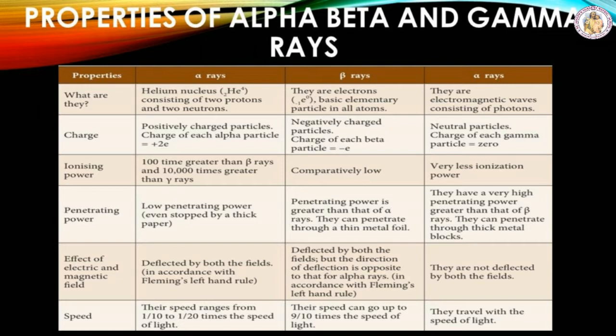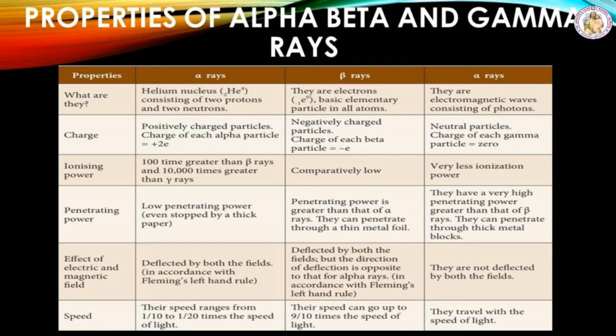Next we'll see the ionizing power of alpha, beta, gamma rays. Alpha rays are 100 times greater than beta rays and 10 times greater than gamma rays in ionization power. Next, in beta rays it is comparatively low. Compared to alpha and gamma, it is very low. Gamma rays have very little ionizing power.